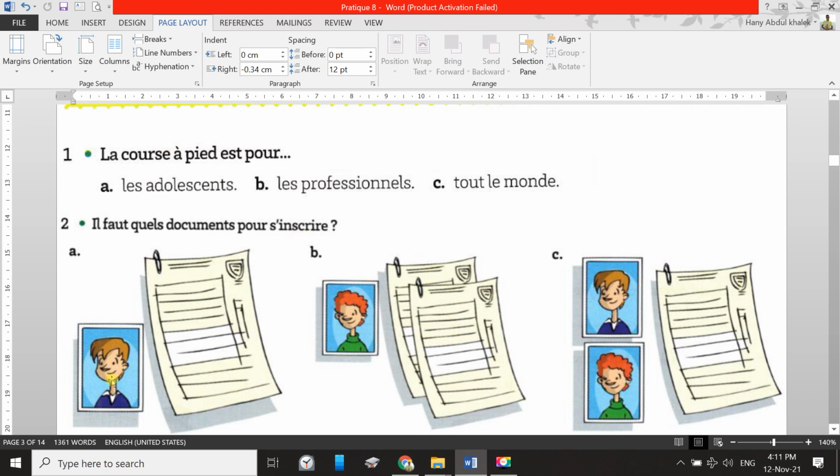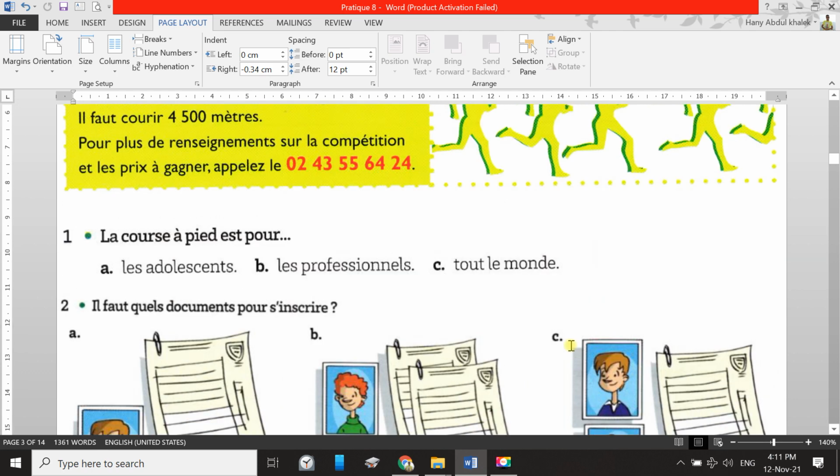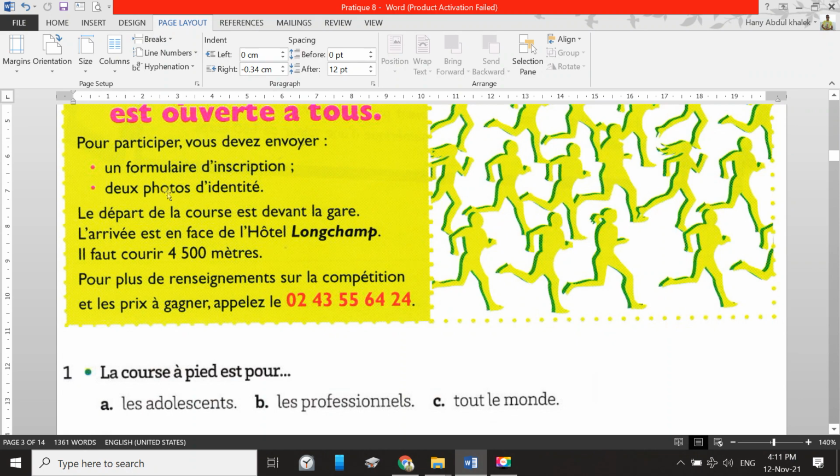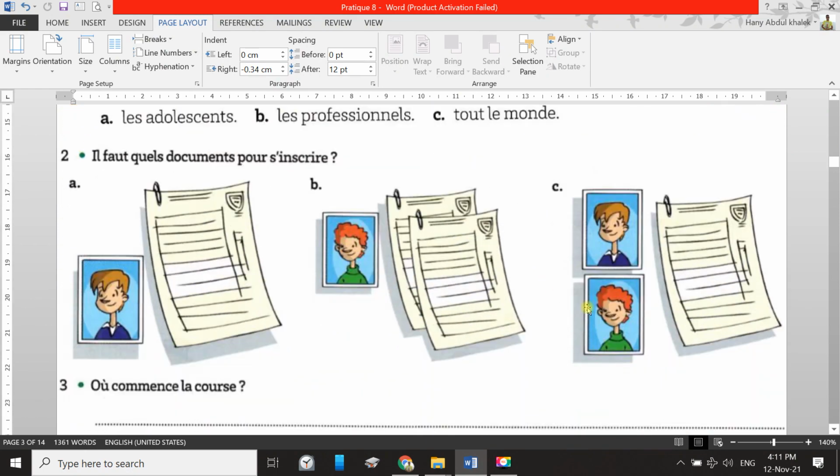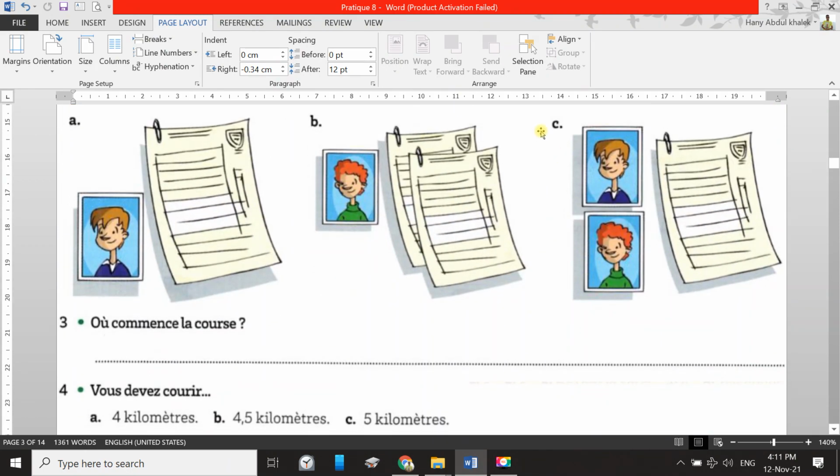Here, il faut quel document pour s'inscrire? Here we have une seule photo avec un seul formulaire. Here we have une seule photo avec 2 formulaires d'inscription. And here we have 2 photos et un seul formulaire. So sure, the answer is letter C, because here he said that we need 2 photos and only 1 formulaire. So the answer is letter C.